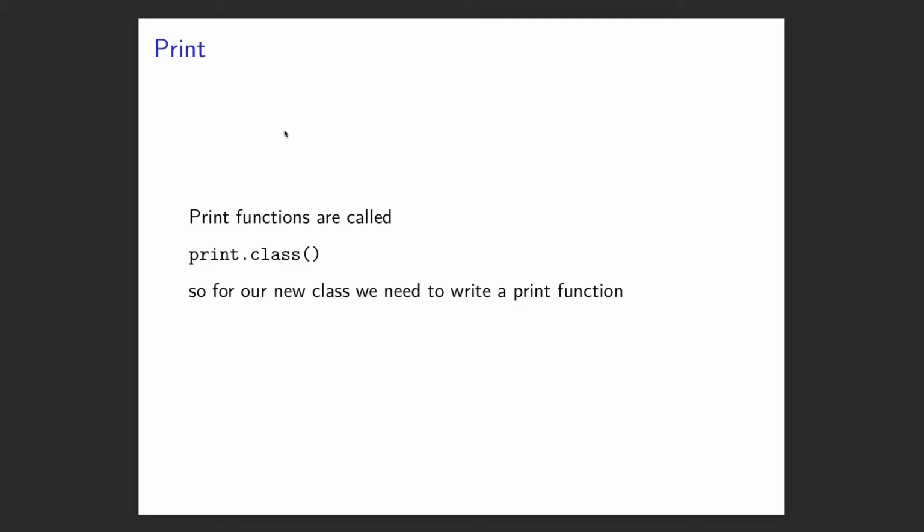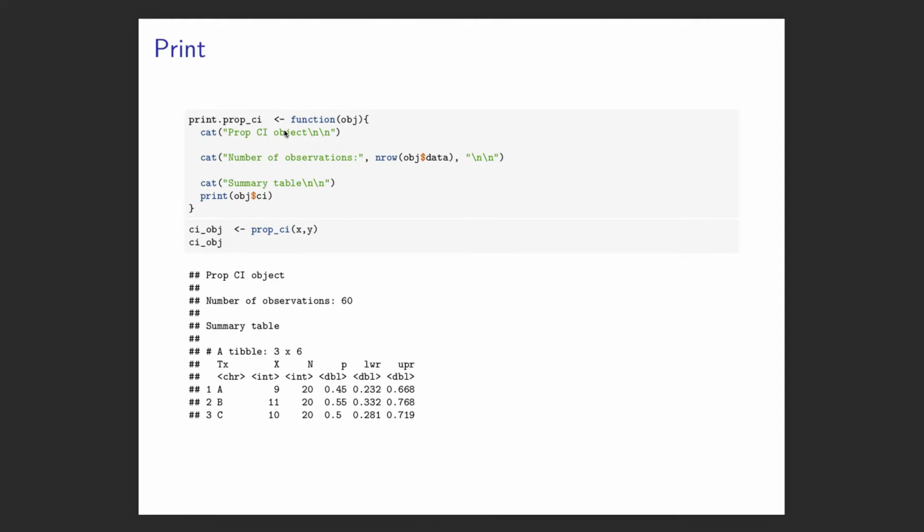So we're going to write a print function. So here's my print function. It's called print dot, and then the name of the class. Remember, our class is called prop_CI. I've got function, and I'm going to pass it an object. And then I've just got some nice stuff that says, first of all, cat, so I put this out to the screen: this is a prop CI object, end of line, end of line.